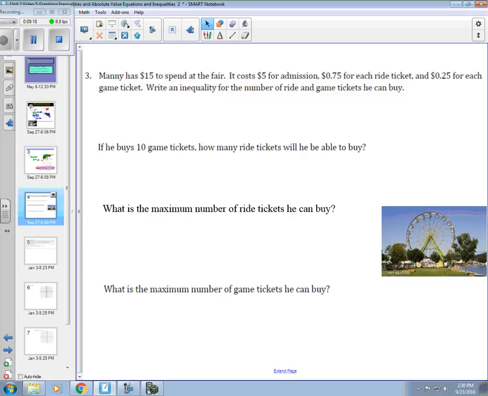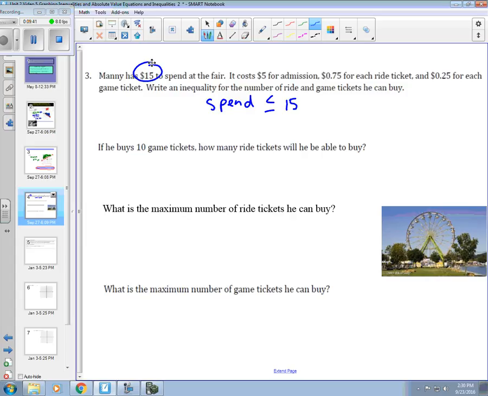Okay, so Manny's total here looks like 15. So he's got $15 to spend. Everything he spends it on better be less than or equal to that 15. Otherwise, Manny's going to be in trouble if he tries spending more than 15 and doesn't have that money with him. So what does he spend it on?